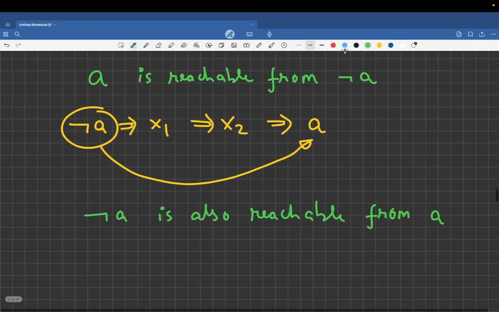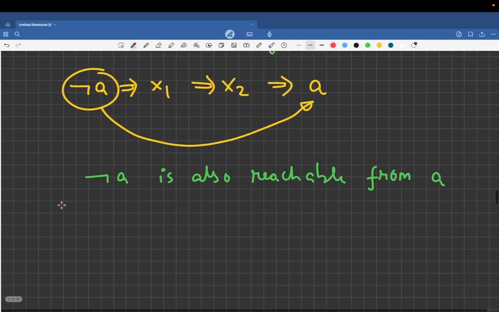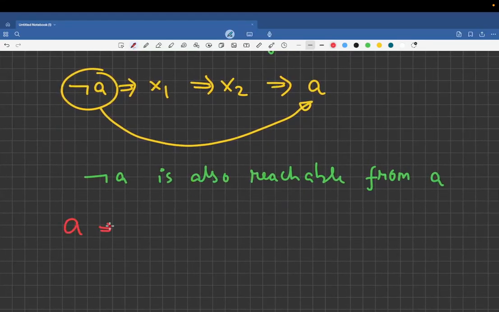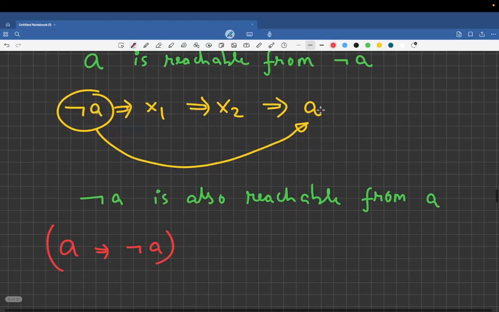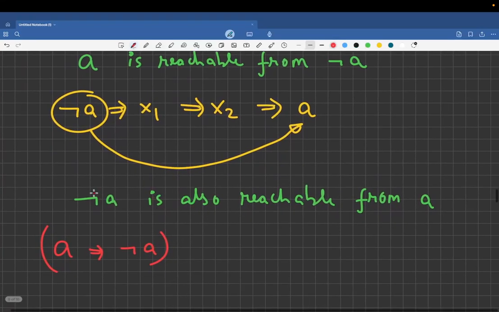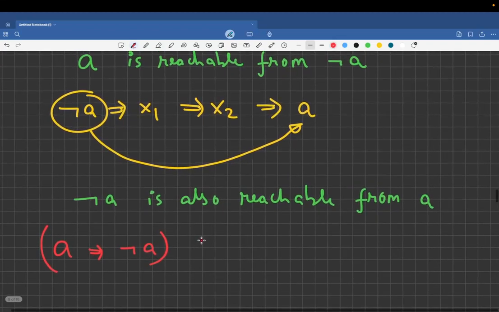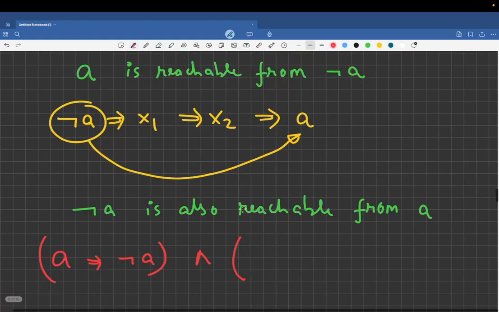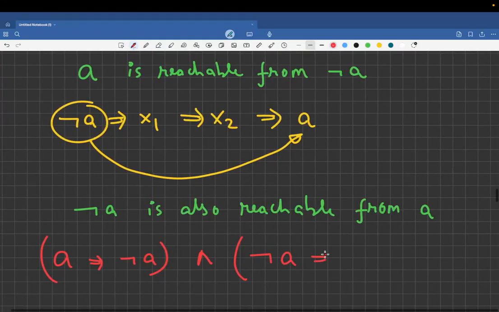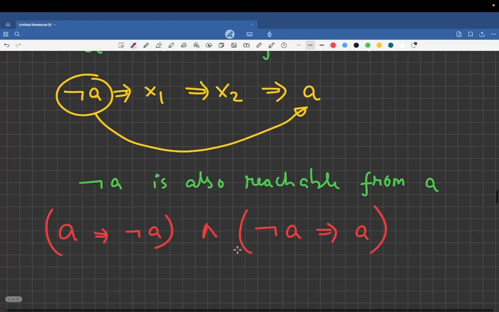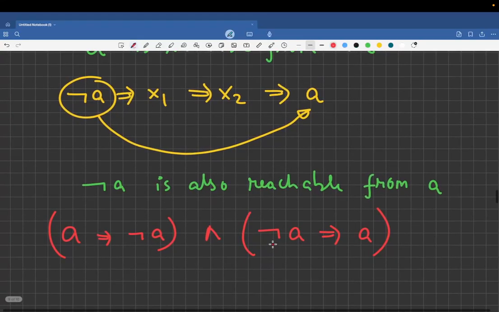Just imagine. By this, we are meaning that A implies not A by induction. By induction, we can say that not A implies A, right? So similarly, we can say that not A implies A. A is reachable from not A and not A is also reachable from A. Can this be possible? Just think.